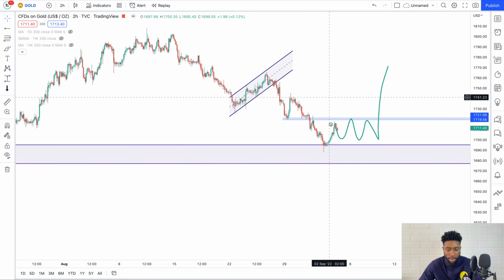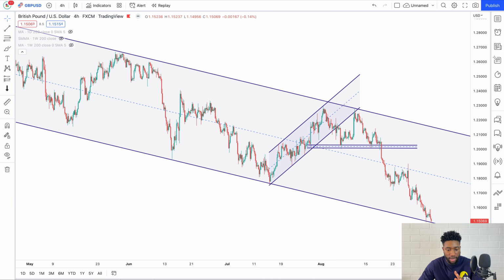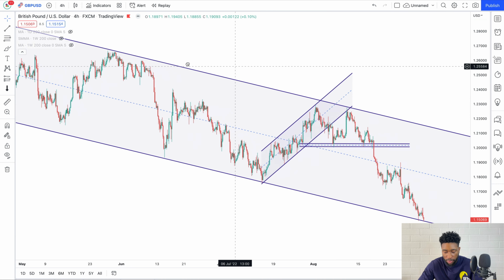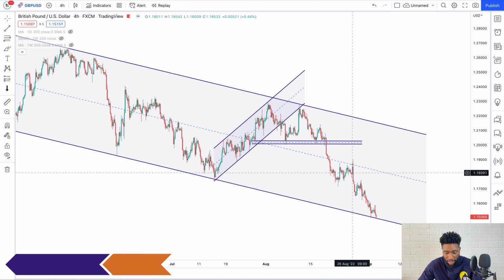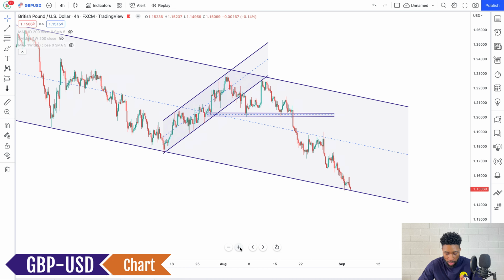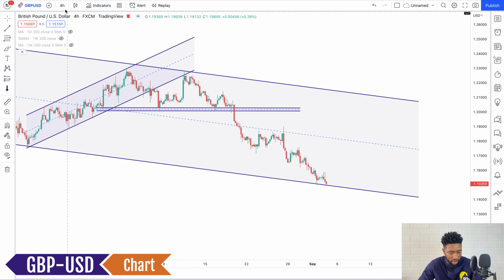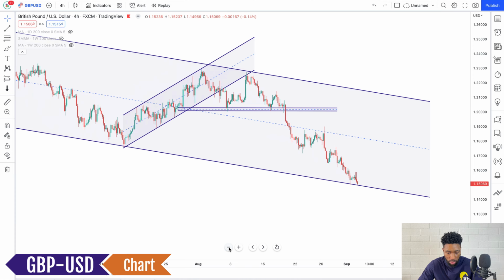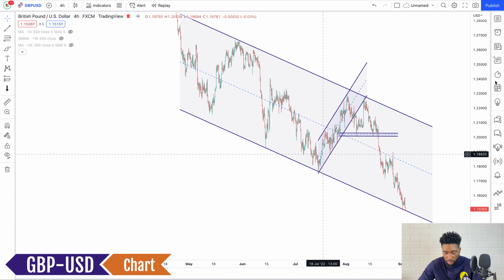Moving on, we're going to talk about GBP USD. Another interesting chart, still in a bearish trend. We had this consolidation here last week, and I told you we could go short if we get a clean breakout, and we did get that breakout. This is the 4-hour chart. Just to zoom out so you can see where we are coming from and where we are heading.